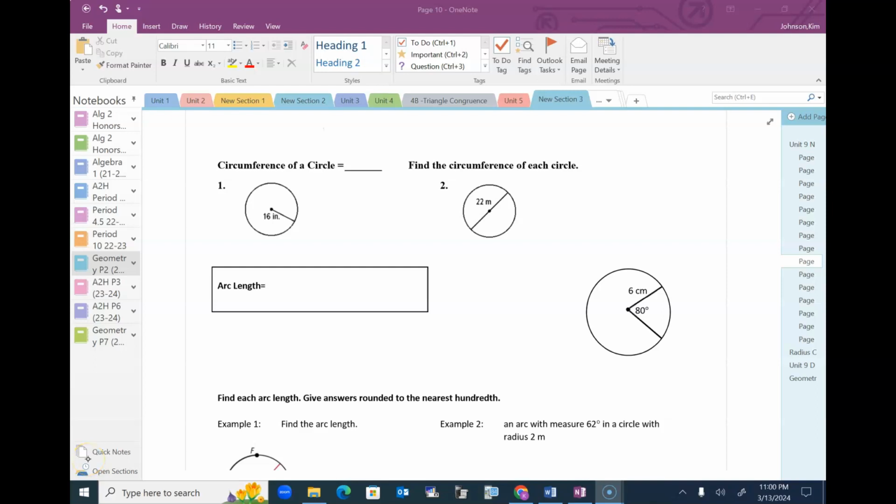Hey, geometry students. First of all, sorry that I can't be there today. Dolly had a bit of an emergency last night, so you'll have to do your best to work with each other and learn this together.